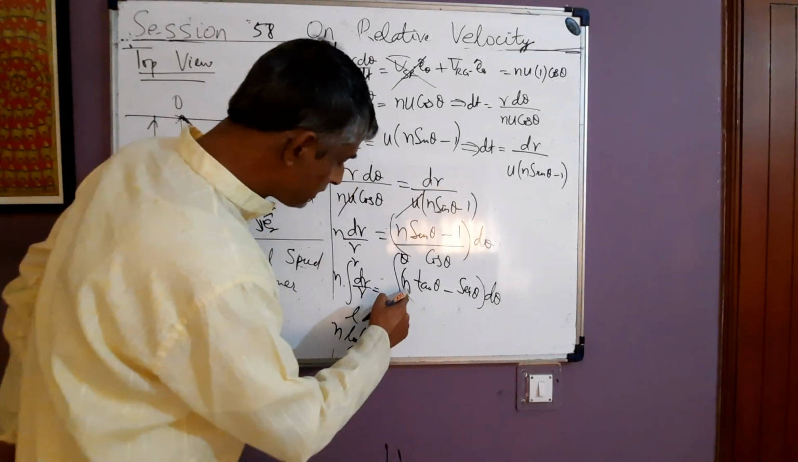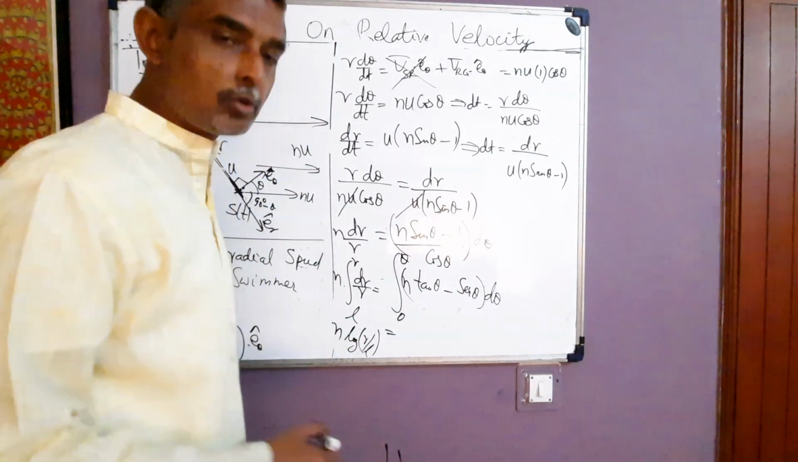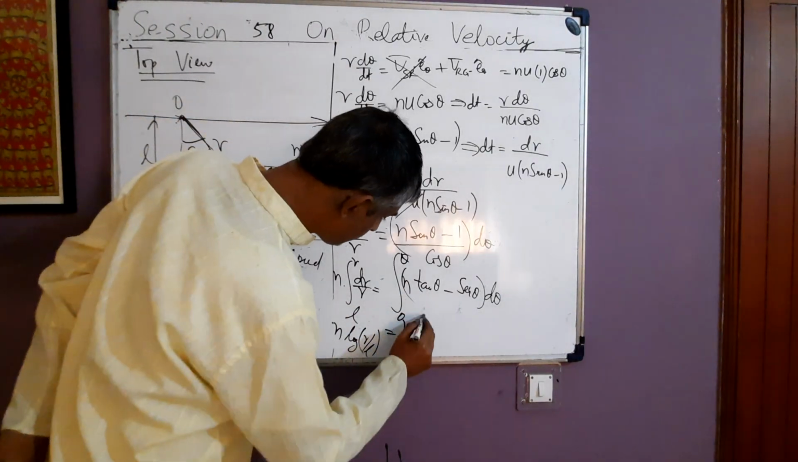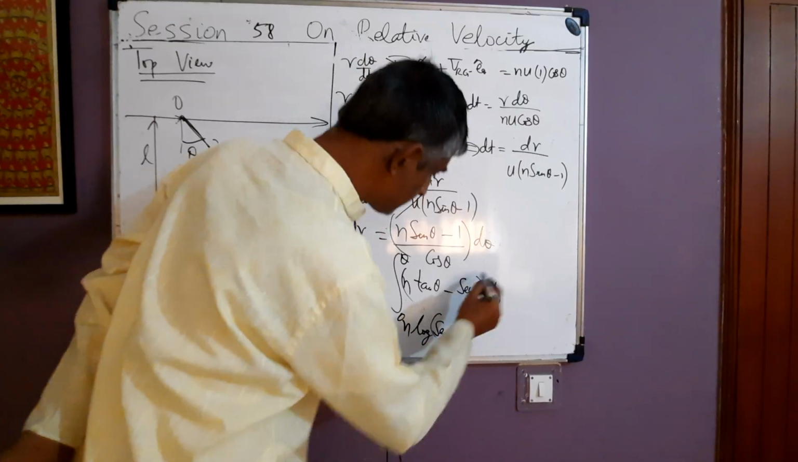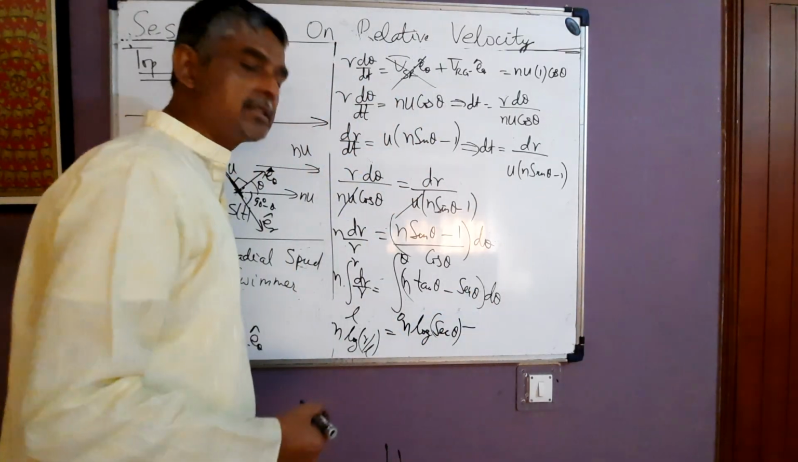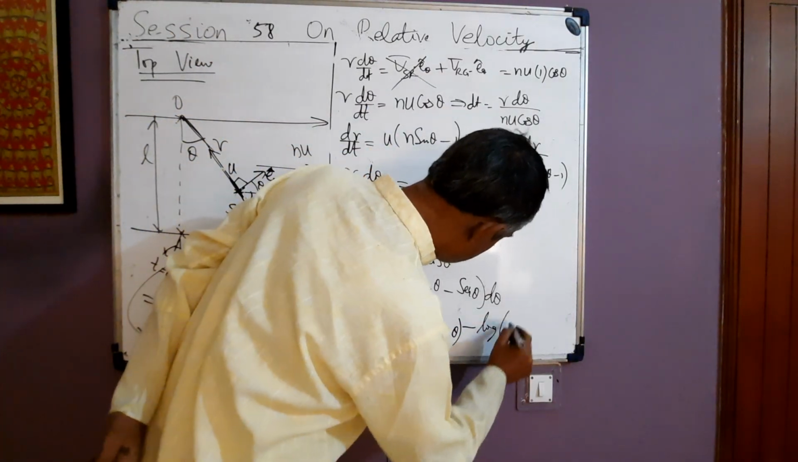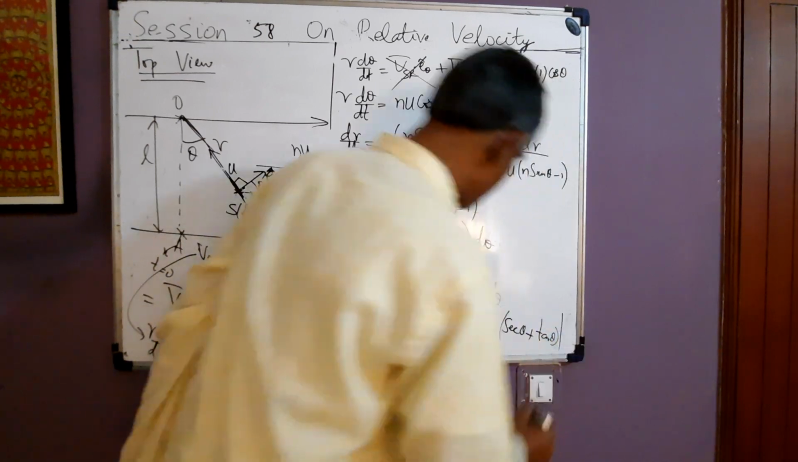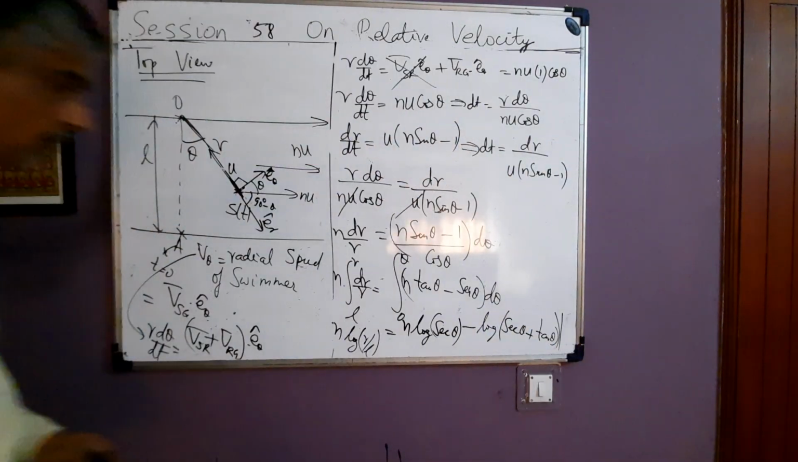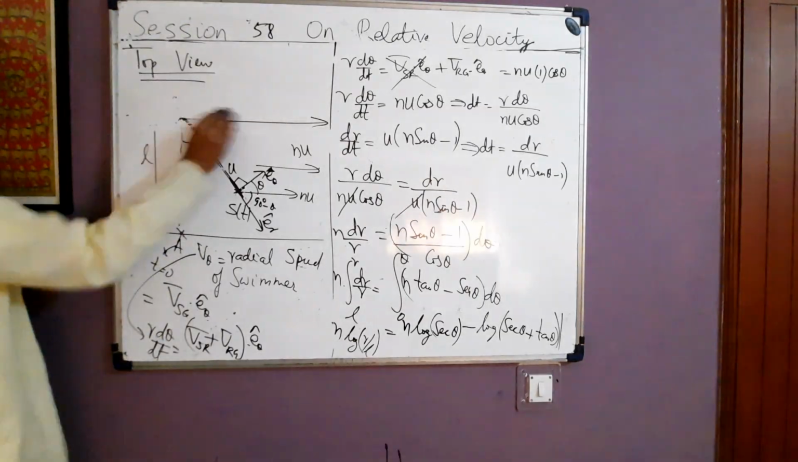Now we integrate this tan theta. The integral of tan theta is log sec theta. So this becomes n log sec theta, minus, and the integral of sec theta is log of sec theta plus tan theta. So log of sec theta plus tan theta. Fine, alright.